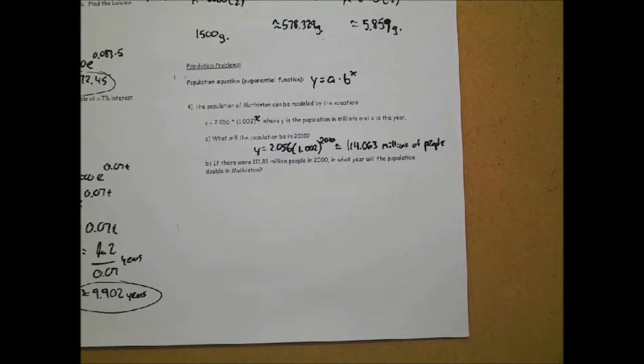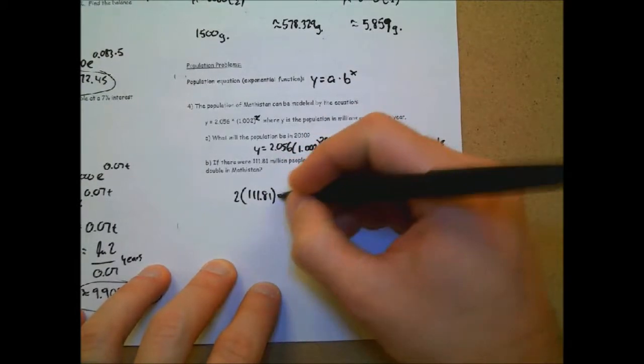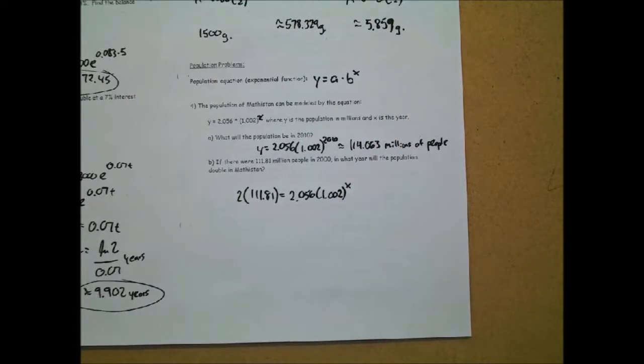All right, letter B. If there were 111.81 million people in 2000, in what year will the population double in Mathistan? So what should be our setup here? The y is our population. What is our population goal here, though? Is it 111.81? No, it's double that. So we put twice the 111.81 in for y, and set that equal to 2.056 times 1.002 to the x. This is very similar to the kind of calculations y'all have to do for your population projects.